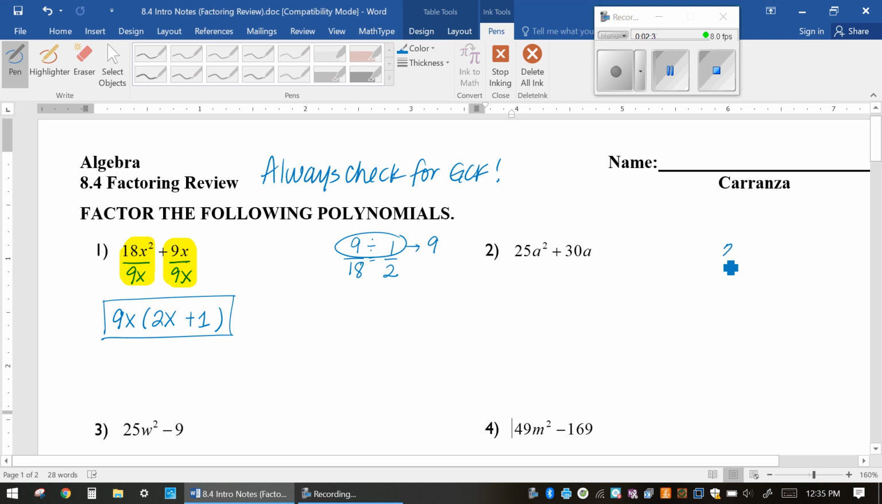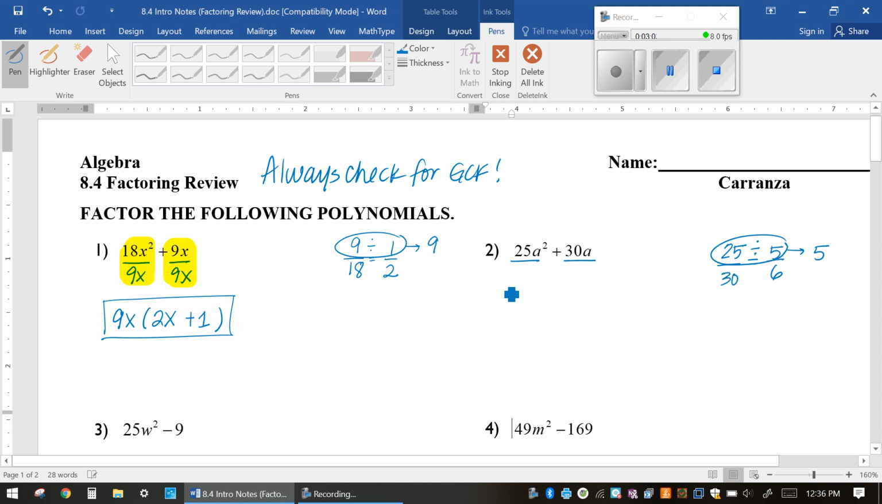Next one. I'm going to check for GCF. Does 25 over 30 reduce? What does it reduce to? Try it on your calculator or do it in your head. It reduces to 5/6, which means the GCF is 5.